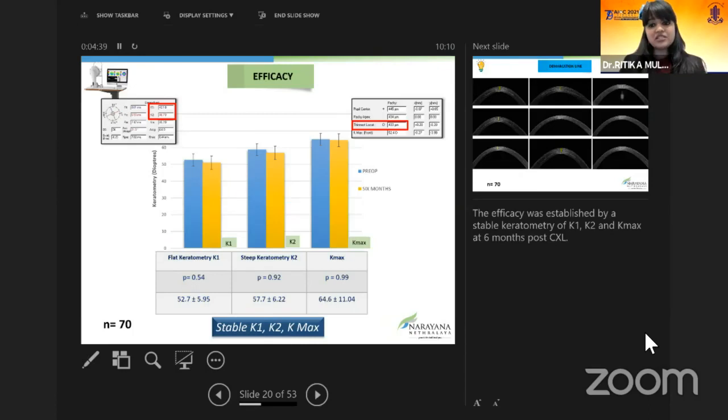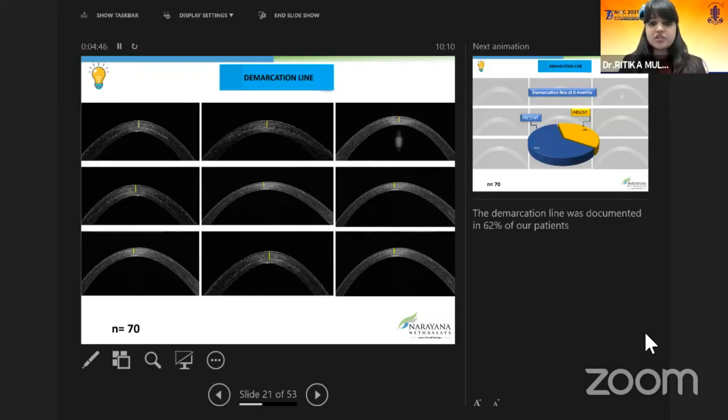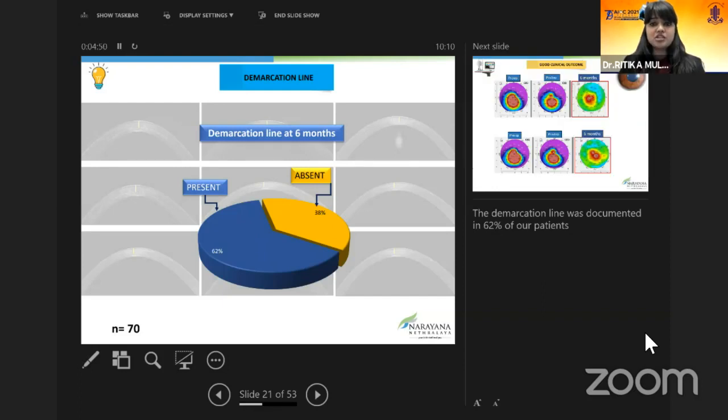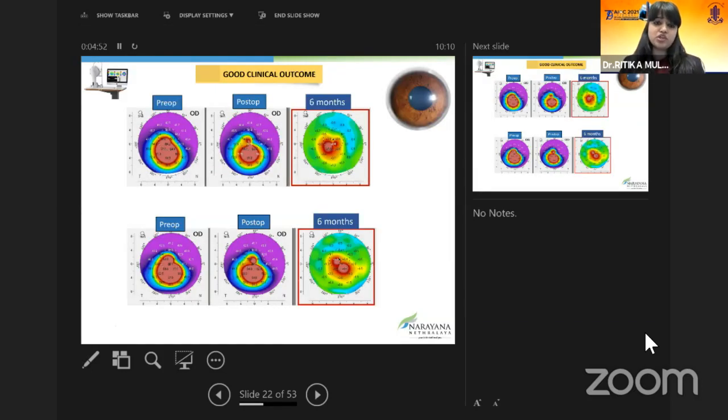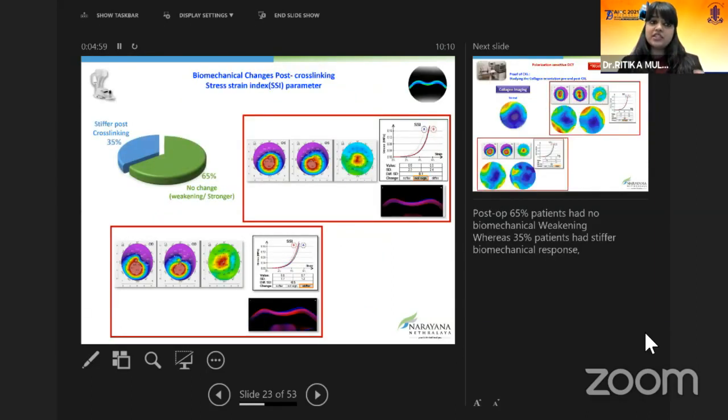Then we come to the efficacy, which was shown by a stable keratometry of K1, K2, and Kmax at the end of 6 months. We had a very good demarcation line, and 62% of our patients showed a good demarcation line. These are some of our postoperative outcomes at 6 months with a good flattening and a good refractive change. We also saw that 65% had no biomechanical weakening, so the corpus for these patients had no change, while 35% of our patients did have a change for the better. So they were stiffening after the cross-linking.